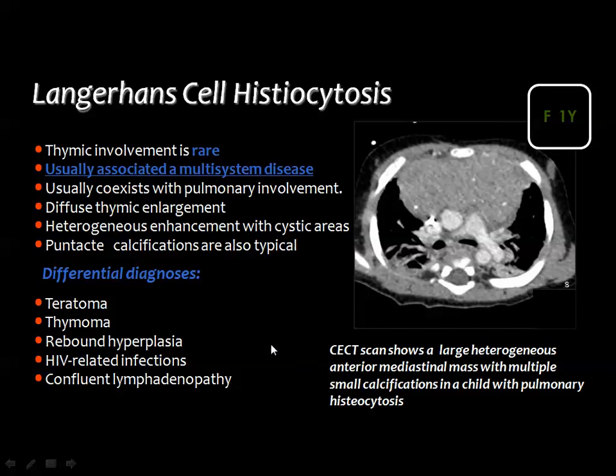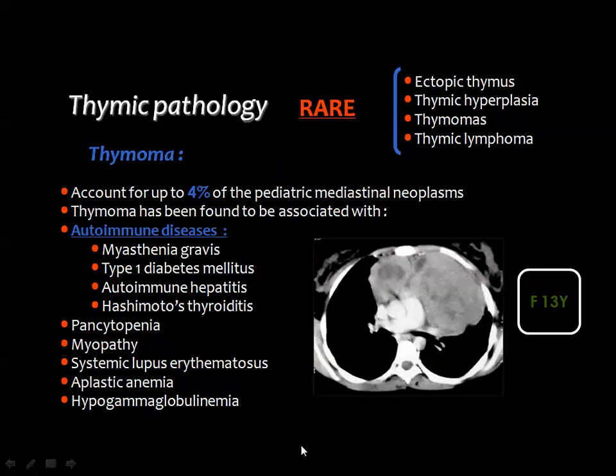Then the differential diagnosis of thymic masses will include teratoma, thymoma, hyperplasia, HIV-related infection, and confluent lymphadenopathy. As I have mentioned, the thymus may be involved in lymphoma, or the lymph nodes in the anterior mediastinum may form a bulky mass which may be mistaken for a thymic mass.